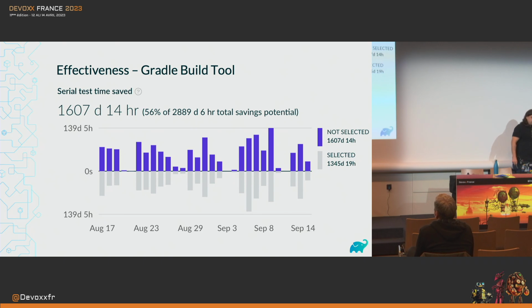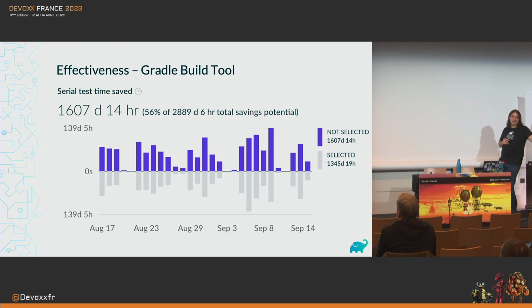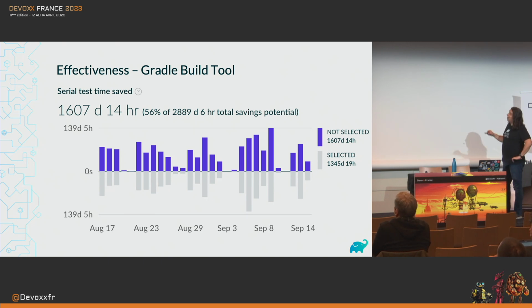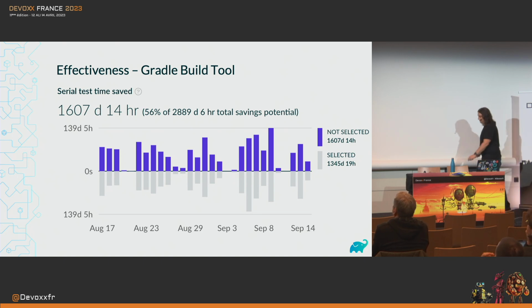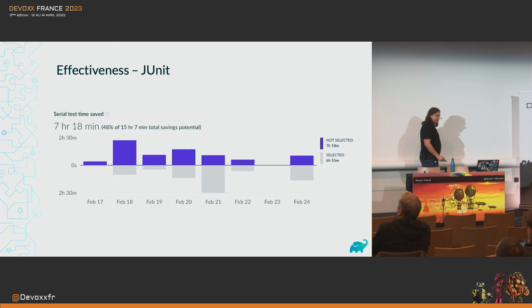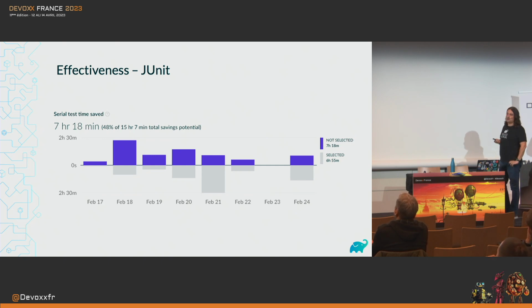Gradle build tool. We famously overbuild the Gradle build tool. I mean, I think we build this thing like every 10 seconds or something like that. It's ridiculous. So our savings in this month-long period were 1,607 collective days of serial execution time that we peeled off by turning on predicted test selection, okay? JUnit is also using it. They don't build as often, but in this 1 week period, they saw 15 hours and 7 minutes of total savings potential by using this. All right, so it can be very, very effective.